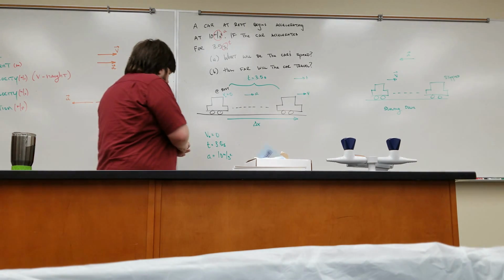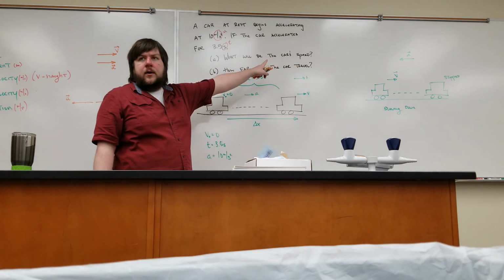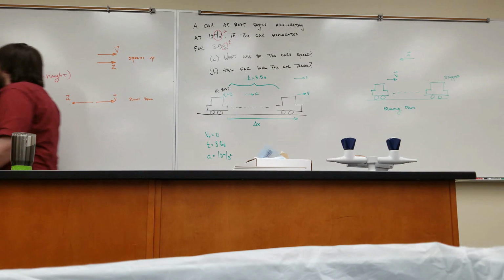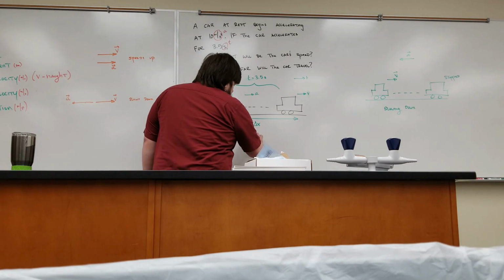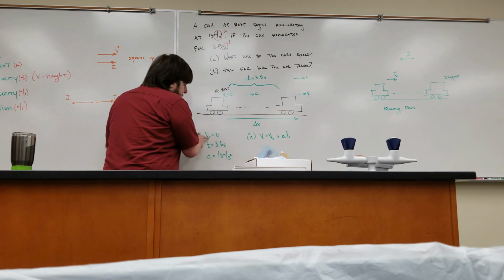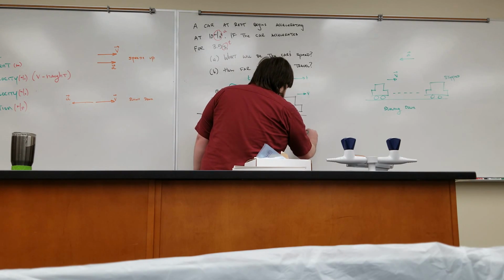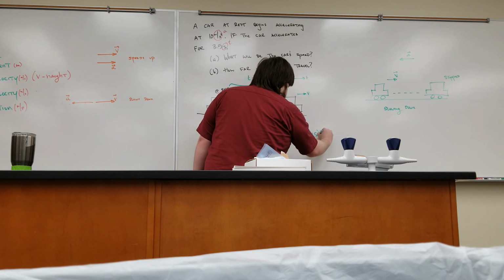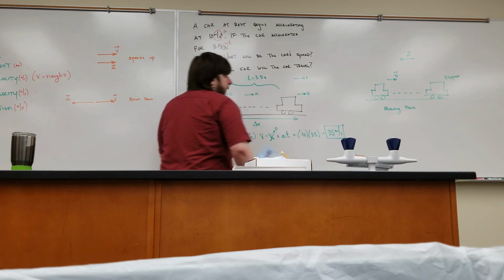Now that we know these 3 variables, what are we looking for? Part A, what are we looking for? Final speed. Final velocity, technically. Which of these 3 equations, 1, 2, or 3, should we use to solve for final velocity? The second one. So for part A, I'll say V equals V naught plus AT. V naught is 0, so I can just cancel that. A is 10, T is 3.5, so its final velocity is 35 meters per second.